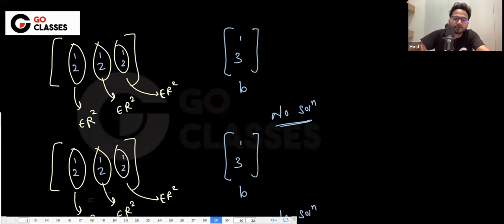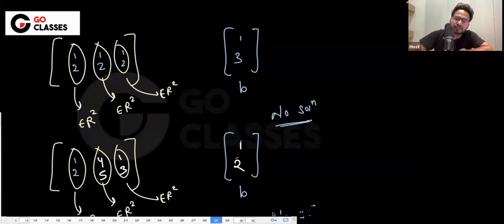Suppose this is 1 2 only, or maybe let me just change the value so that you don't get confused. Suppose this is 1 2 and this is, let's suppose, 4 5, and this is anything, 1 3. Okay, suppose this is 1 2 only. Can there be a solution? Yes, there is a solution, right?